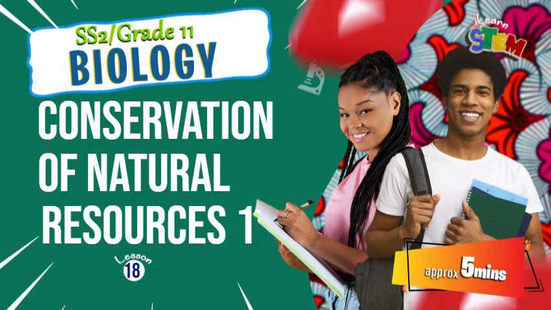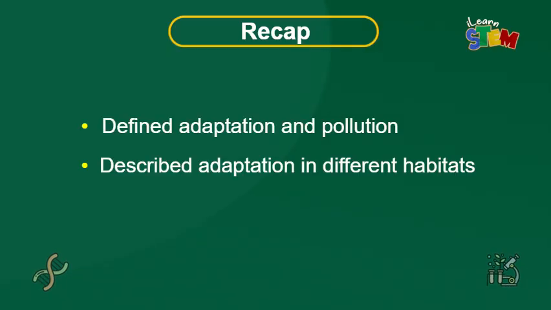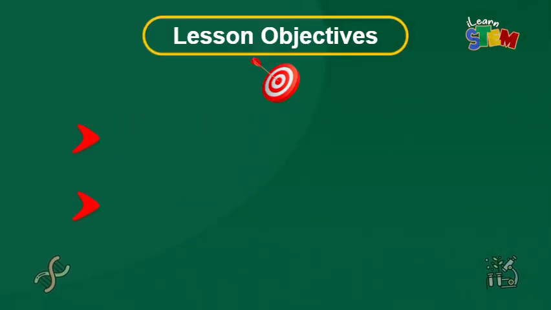Before that, let's recap what we learned in our previous lesson. During our last class, we defined adaptation and pollution. We described adaptation in different habitats. And we also discussed types of pollution. Now, let's look at the lesson objectives.